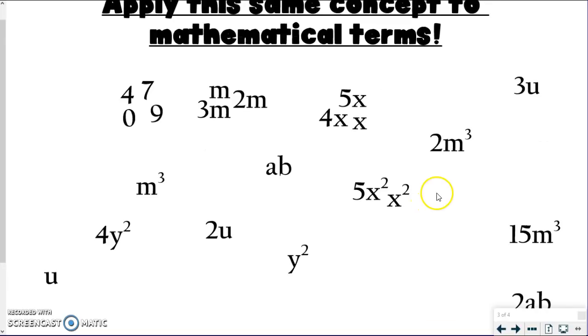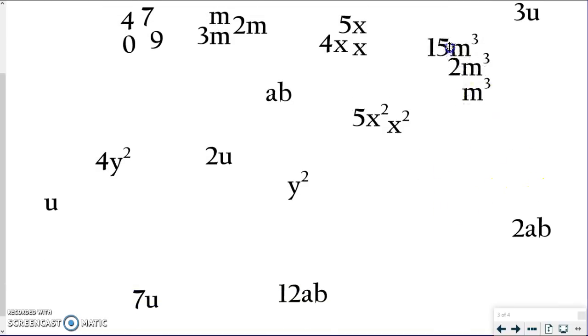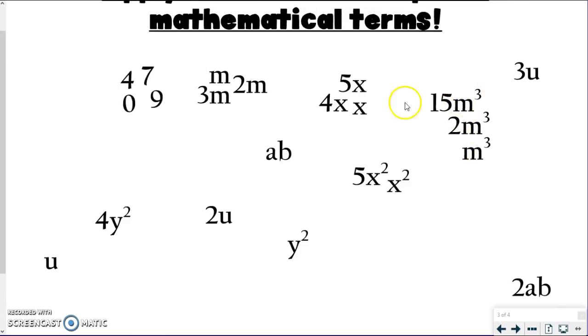All right, let's get to the m to the third. So 2m to the third. I have an m to the third. Do I have any other m's to the third? Oh, yep, there's 15m to the third. Okay, so make sure you have another symbol that represents those.